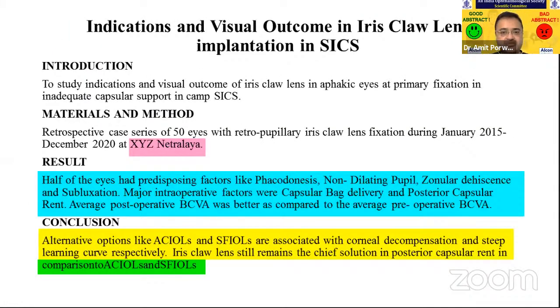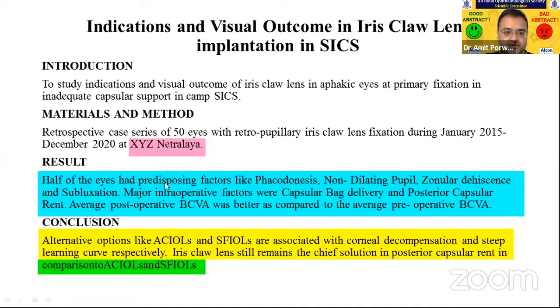The other study, I am just showing another abstract to show how it is a bad abstract. If you see the title, indications and visual outcome in iris claw lens implantation in SICS, again the title is in capitals, caps lock is used everywhere to mention the heading, which is wrong. Then mentioning the name of the institute is never done in any abstract. Most of the conferences and publications don't want the center to be mentioned in the abstract.